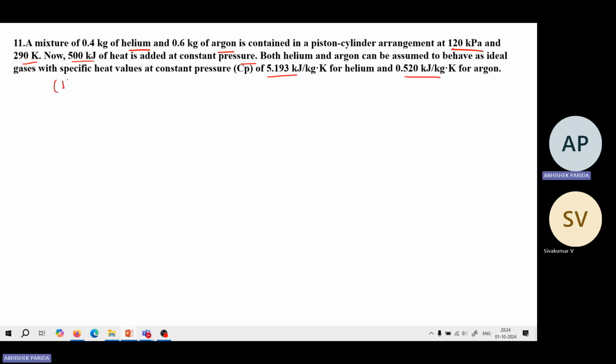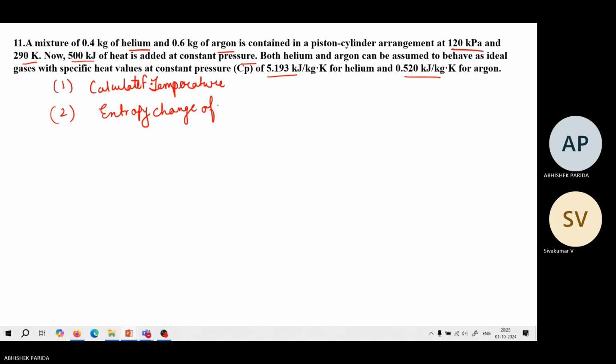Now you have to calculate the final temperature, and then the entropy change of the mixture. I'm giving you this. I think you don't need much time. Giving you 3 minutes. Calculate it.